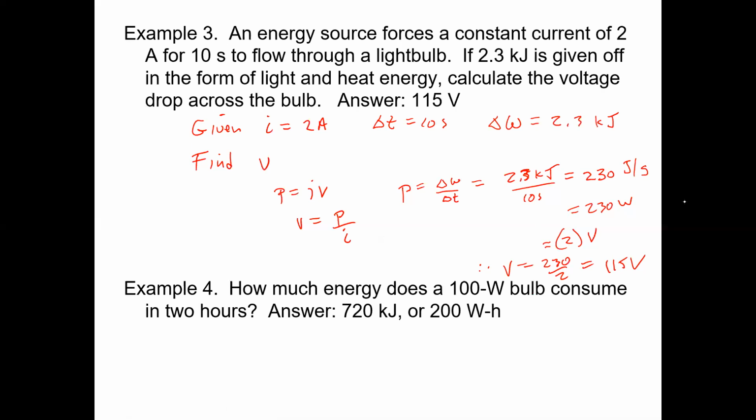How much energy does a 100-watt bulb consume in 2 hours? How much energy? Okay, well, again, W is the integral of P times dt. And it's a 100-watt bulb, so what are we given here? We're given that P equals 100, and T equals 2 hours, or more conveniently, 3,600 times 2 seconds, right?